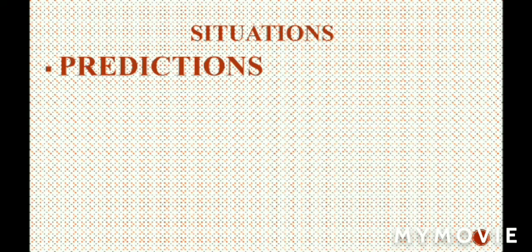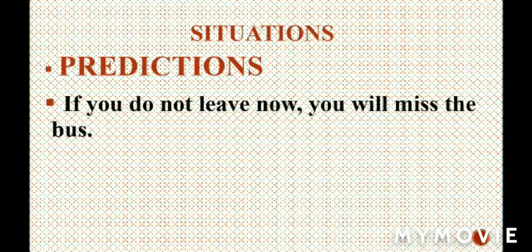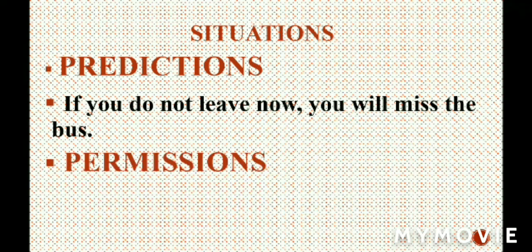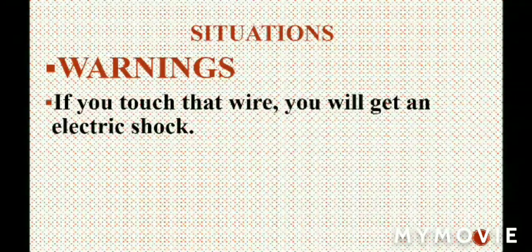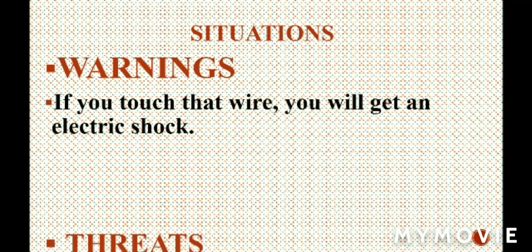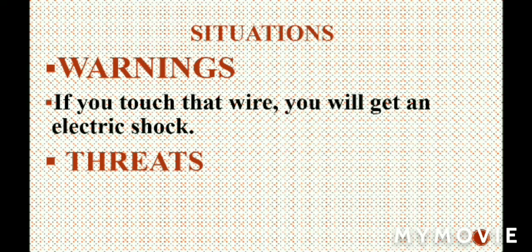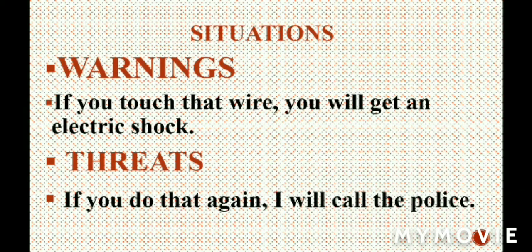Situations in which conditional type 1 is used. Predictions. For example, if you do not leave now, you will miss the bus. Next situation is permissions. If you want, you will go out. Warnings. First conditional is also used for warnings. For example, if you touch that wire, you will get an electric shock. First conditional is also used for giving threats, like, if you do that again, I will call the police.